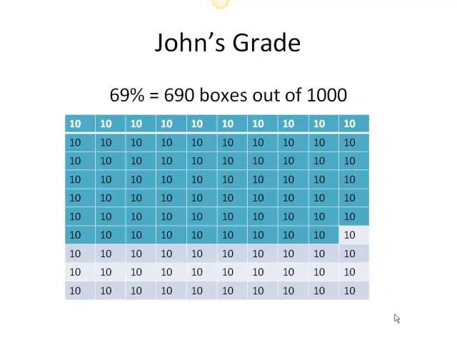John currently has 69%, that is equivalent to 690 of the 1,000 boxes. John is requesting 1 point. That will mean that the box that is left to complete the 70, he's asking for 1 point out of the 10 points available for that activity.